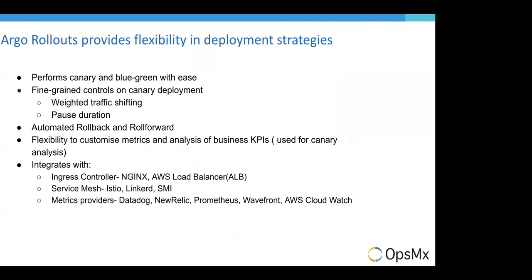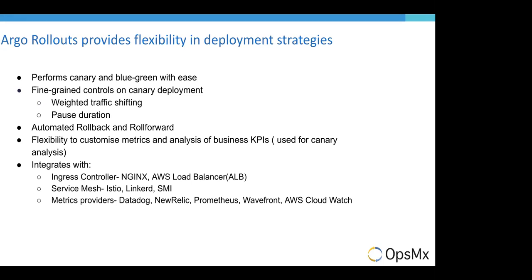Let's talk more about Argo Rollouts. It performs, as I said, blue-green and canary with ease. You have fine-grained controls on canary deployment: weighted traffic shifting, pause durations, and something called experiment, which we are going to see today. There is also automated rollback and roll forward, and flexibility to customize metrics and analysis of business KPIs. It has many integrations like ingress controllers and service meshes like Istio, and metric providers used during the analysis, such as Prometheus, Wavefront, Datadog, New Relic, etc.